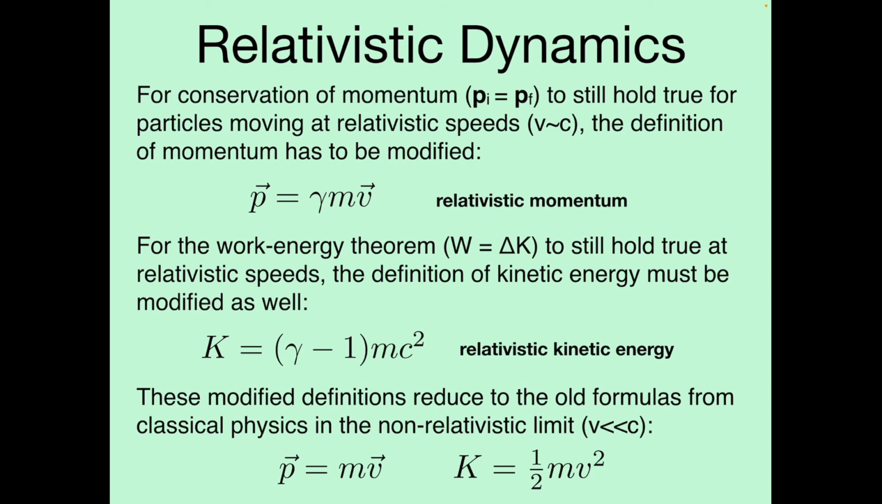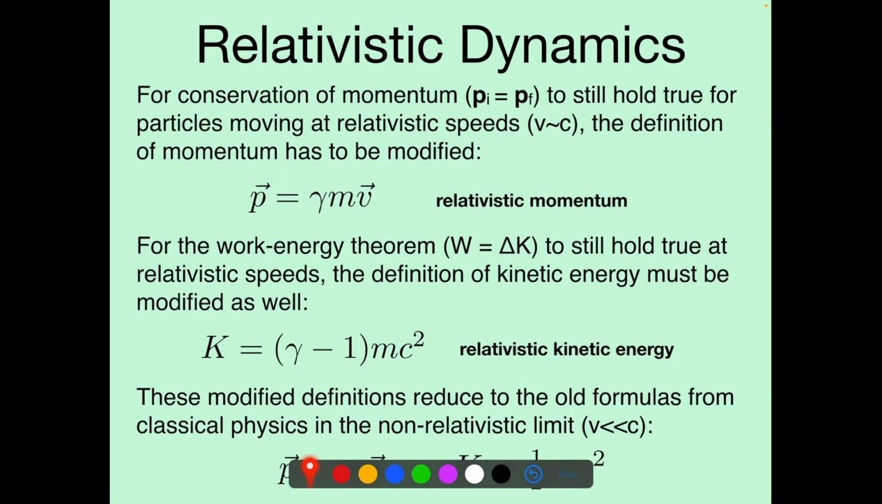Okay, you may remember the work-energy theorem. You were taught this back in Physics 45. The work-energy theorem says that the total amount of work done on an object is equal to its change in kinetic energy. And again, we want that to hold true at relativistic speeds. So in order for that to work, Einstein figured out that we have to change the definition of kinetic energy. So instead of K equaling 1/2 mv squared, this is the new definition. K is equal to gamma minus 1 times m times c squared.